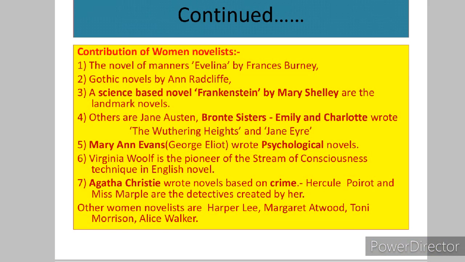And let's talk about the contribution of women novelists. The first is the novel of manners, Evelina by Frances Burney. Then Gothic novels by Ann Radcliffe. A science-based novel, Frankenstein by Mary Shelley, are the landmark novels. Fourth, others are Jane Austen and the Bronte sisters, Emily and Charlotte Bronte, who wrote Wuthering Heights and Jane Eyre. Mary Ann Evans, that is George Eliot, wrote psychological novels. Sixth, Virginia Woolf is the pioneer of the stream of consciousness technique in the English novel.